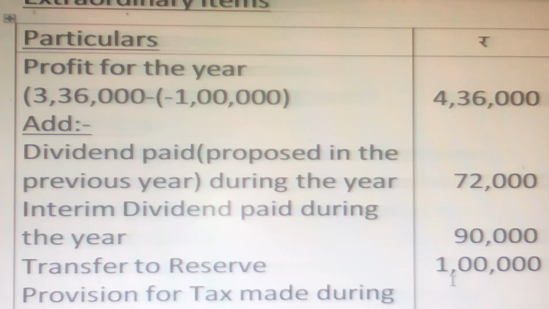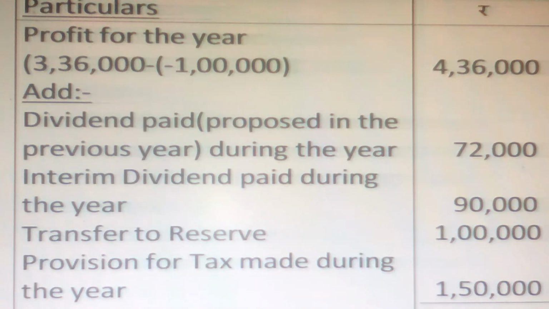From this, add and less. Two things you want to know. As you know, dividend paid you want to add back, correct? Proposed in the previous year, during the year dividend we paid 72,000. Then interim dividend paid during the year 90,000. Then again transfer to reserve, you are again going to add, because it is appropriation of profit. That's why you add 1 lakh. Then provision for tax. Here also it is a provision. We just made the provision, we have not yet paid. That's why again we add 1,50,000. If I add all together, you get 8,48,000.